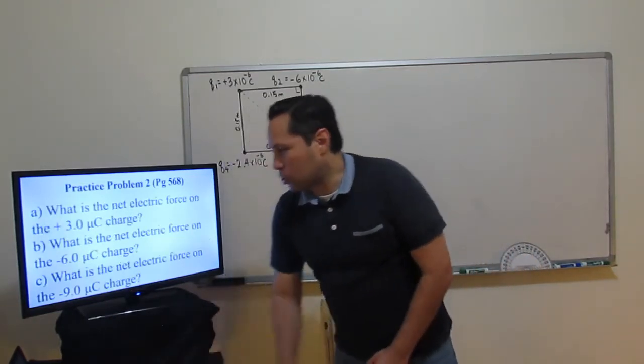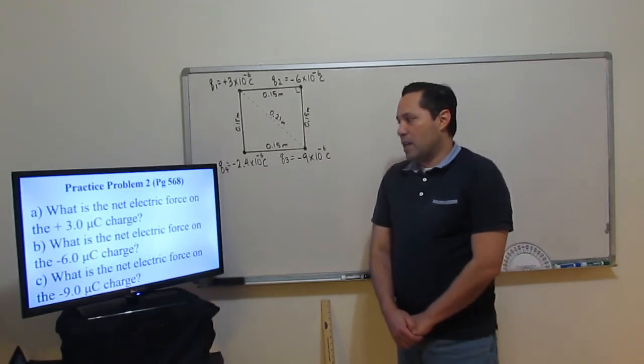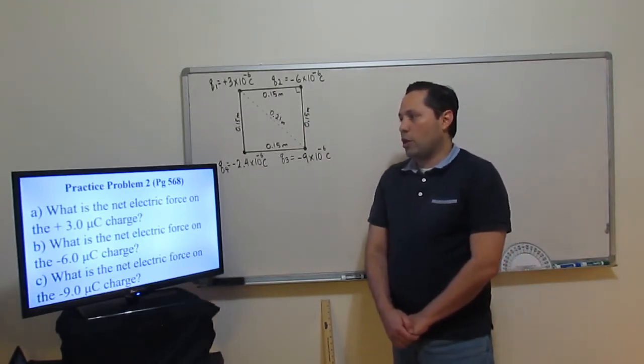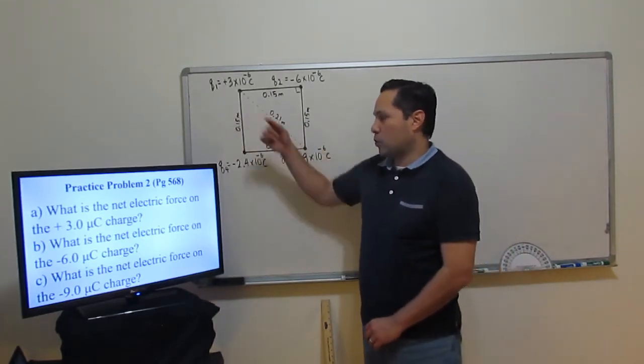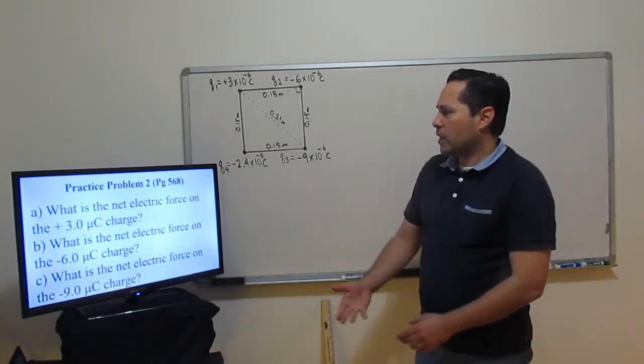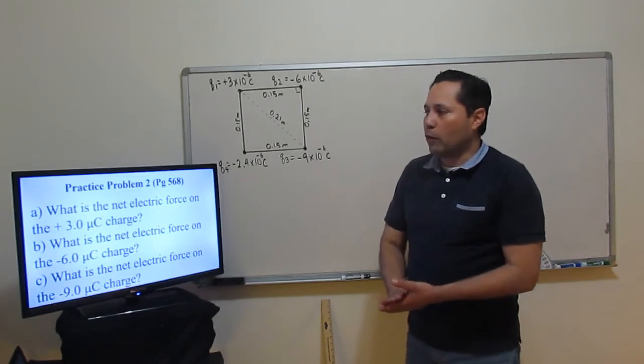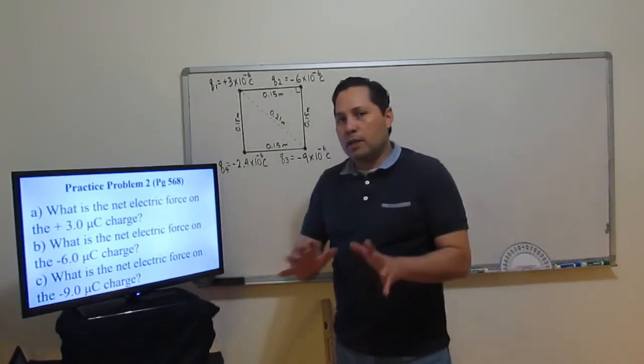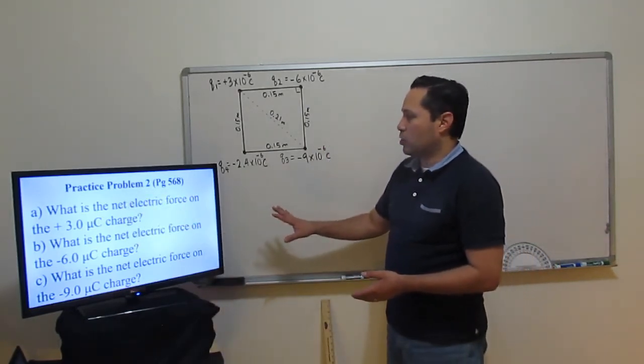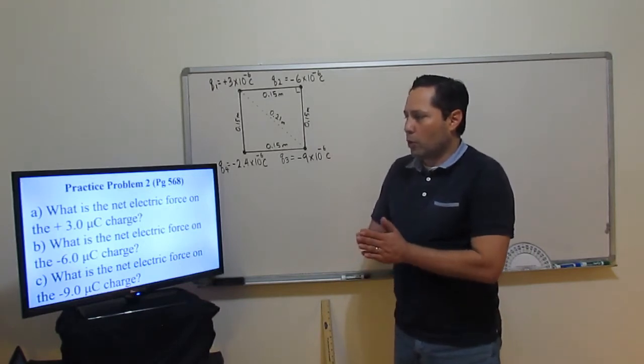So what they're going to ask you to do is A, find the net electric force on the very first one. And then after that they're going to ask you for the other corners. For this problem I'm only going to solve A and let you use B and C as practice problems. So let's get to work on A.